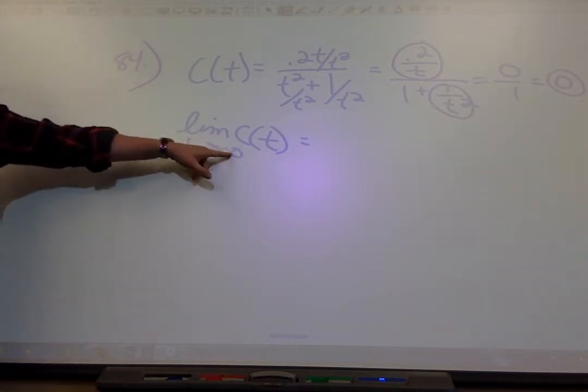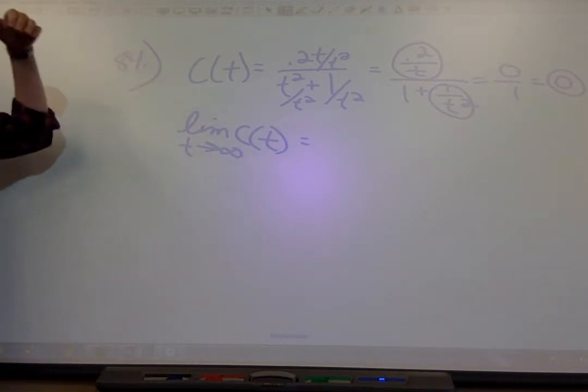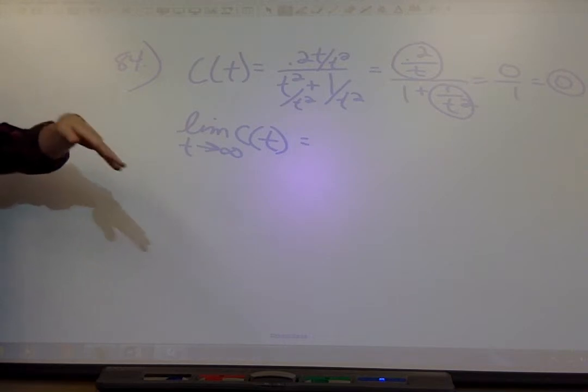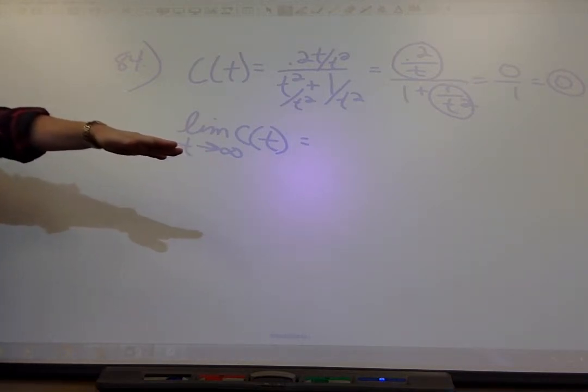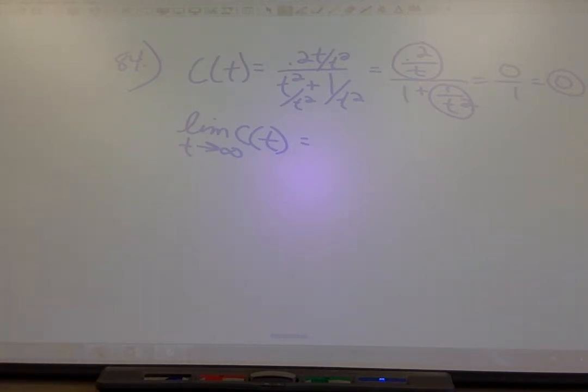As time gets larger and larger and larger, what happens to that drug in your bloodstream? Hopefully it leaves, right? Hopefully it goes to 0 or you're in trouble, right? So, okay. That one makes good sense to me. All right? Good?